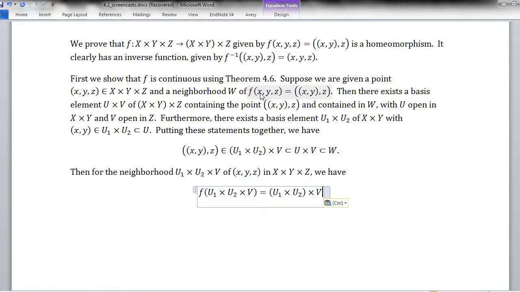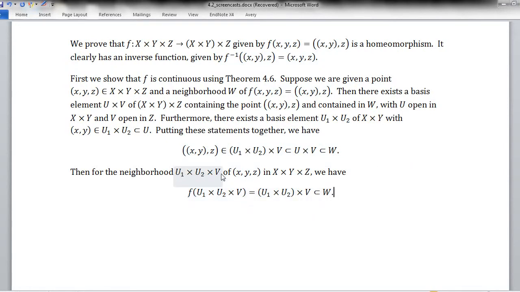Remember how f's defined. If you take any (x, y, z) in here, it means x is in u1, y is in u2, and z is in v. So your output is going to be just in the right form to be in this product. And, well, as we noted up here, that's a subset of w. Okay. So we're done showing that f's continuous. We've found the neighborhood u1 cross u2 cross v of the original point in our domain, such that when you apply f to it, you get a subset of the neighborhood w of your output.